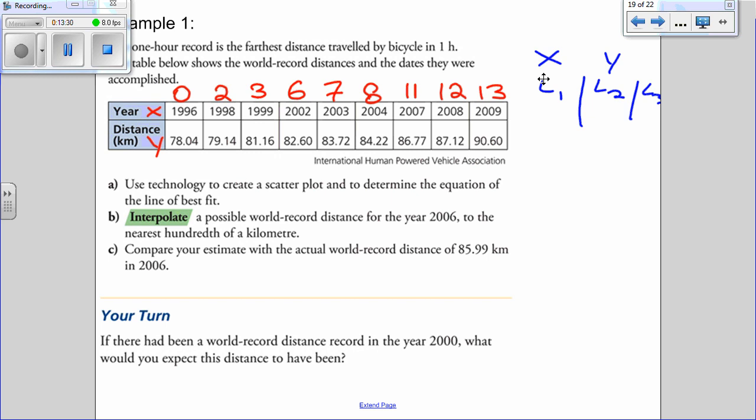I'm going to hit 0 and then enter. And it'll move me down 1 spot. And then I'm going to put 2 and then enter. And then 3, then enter. 6, enter. 7, enter. 8, enter. 11, enter. 12, enter. 13, enter. So all of my X values are now in a nice little column under list 1.